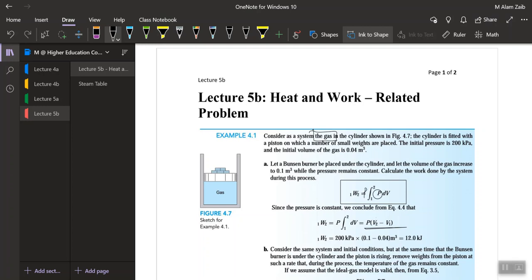Make sure the volume over here is actually the total volume, as the unit of the volume is cubic meter, not cubic meter per kg. Work done would be equal to pressure multiplied by the change in volume. That would be equal to 12.0 kilojoule. So that's it, it was a simple question anyway.